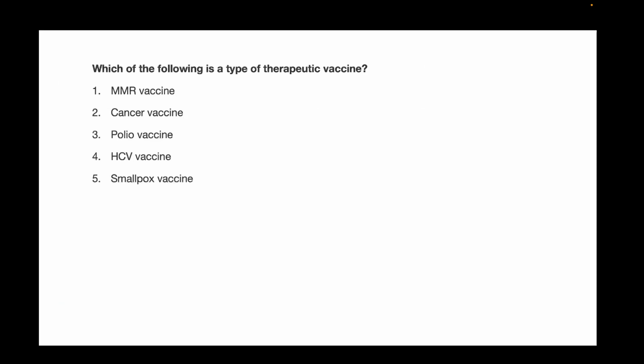Moving on to the next question. Which of the following is a type of therapeutic vaccine? Options are MMR vaccine, cancer vaccine, polio vaccine, HCV vaccine, or smallpox vaccine.